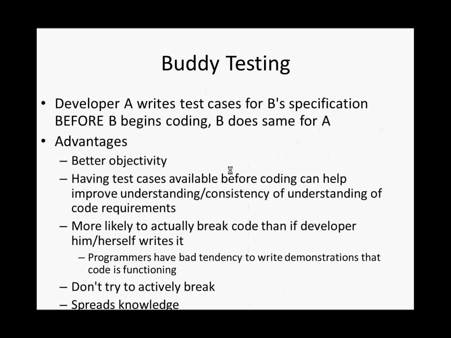So there's a notion of buddy testing, which is different from pair testing. Pair testing would be two people sitting side by side developing tests. Buddy testing, here you have developer A writing test cases for B's specification before B begins coding, and B does the same for A. So basically, there's some spec that communicates what needs to be accomplished, and someone else writes the tests for that, and then you write the code and run their tests against your code.